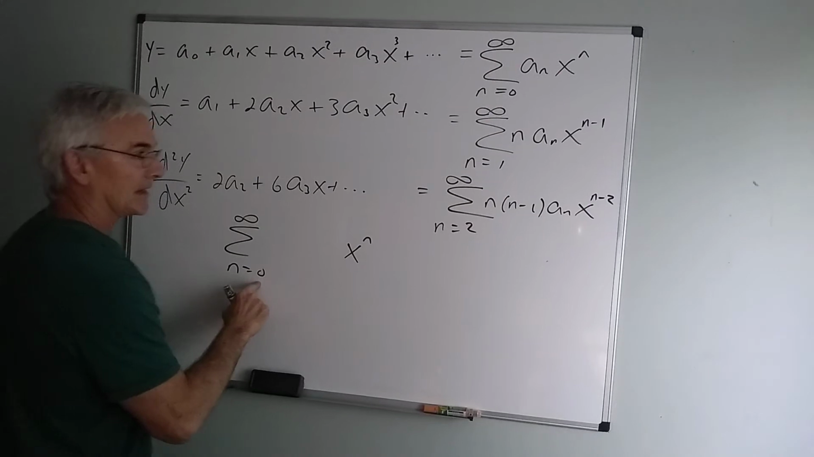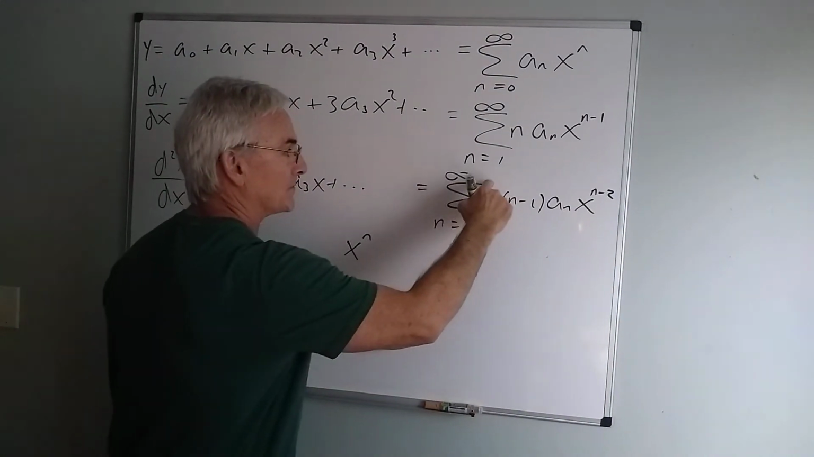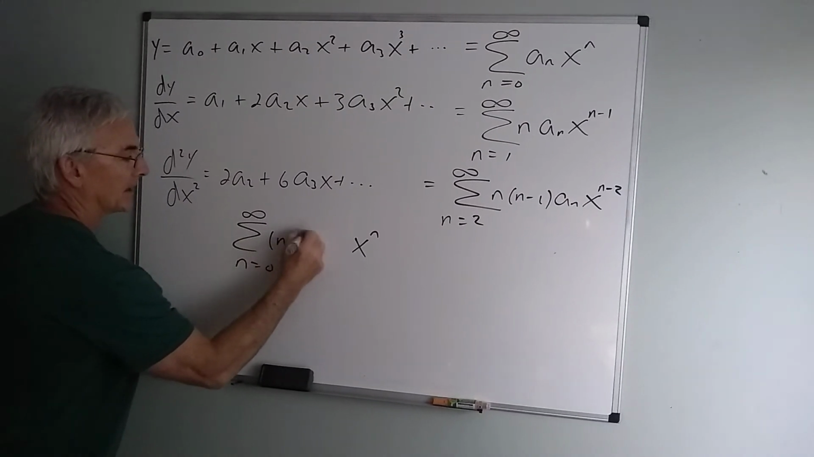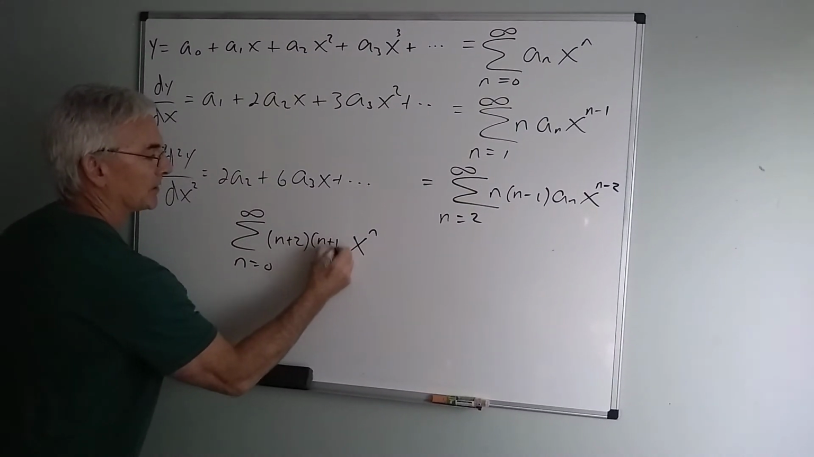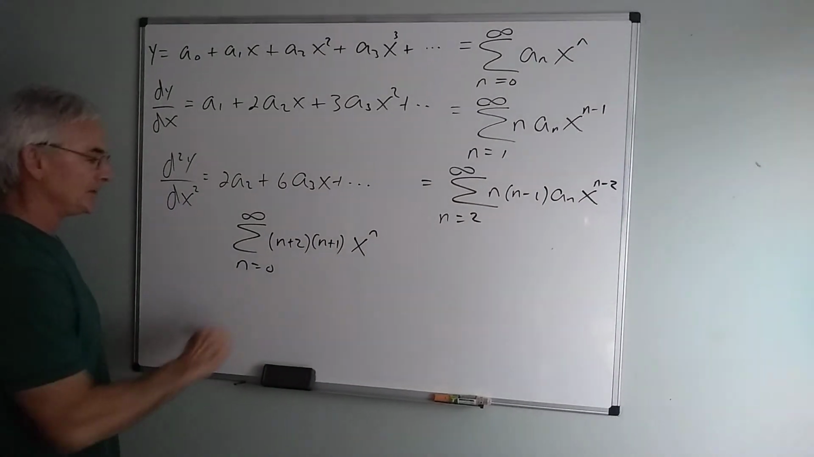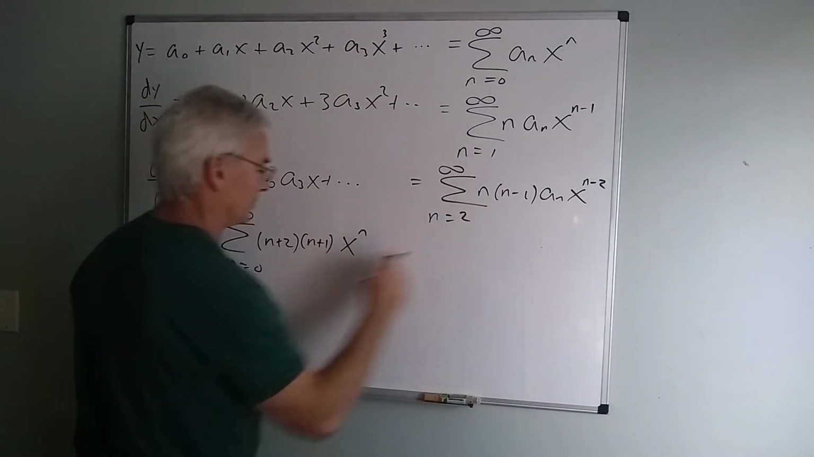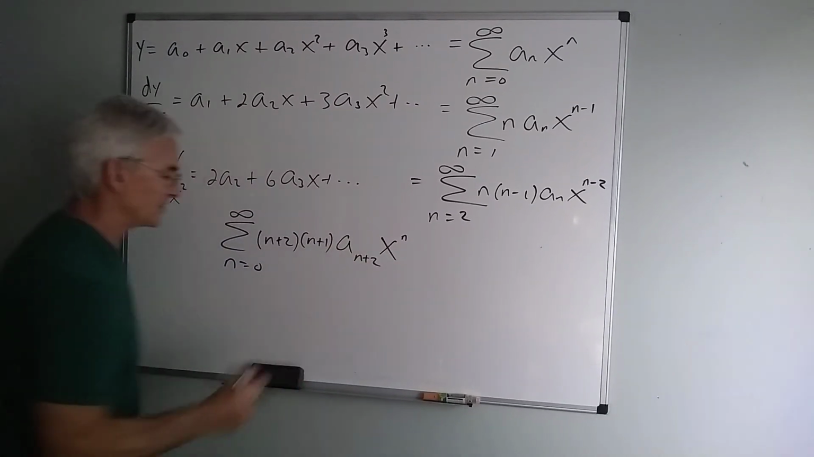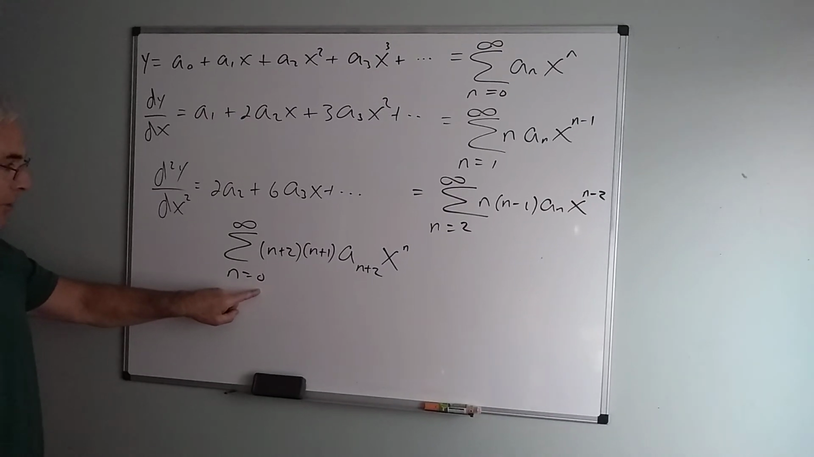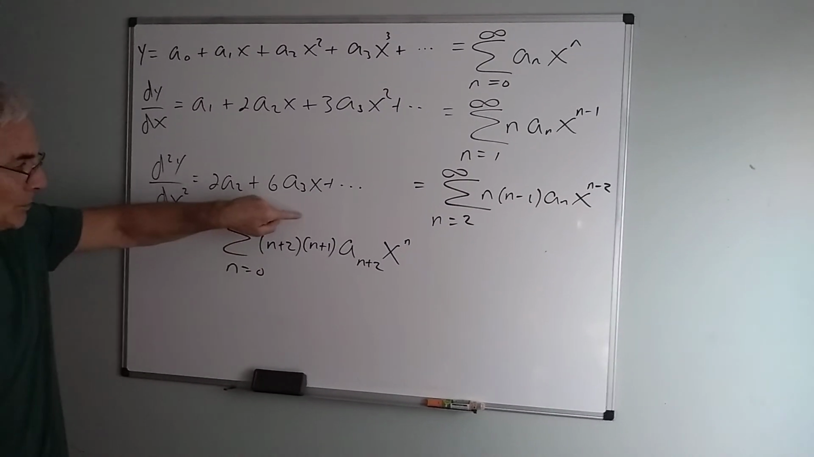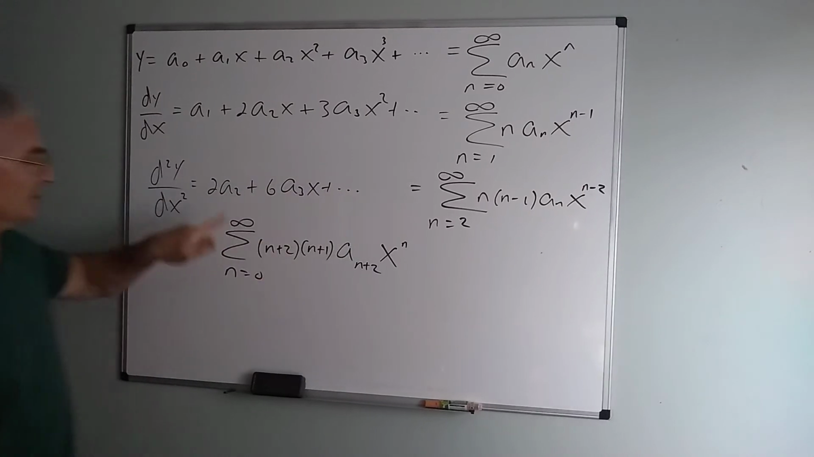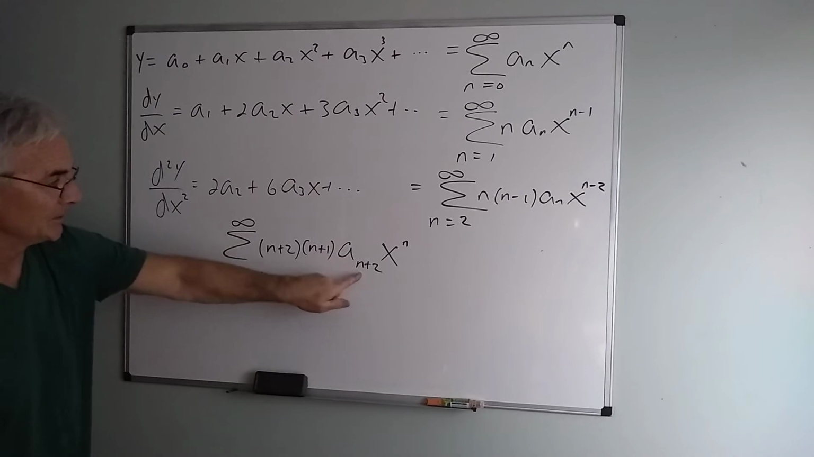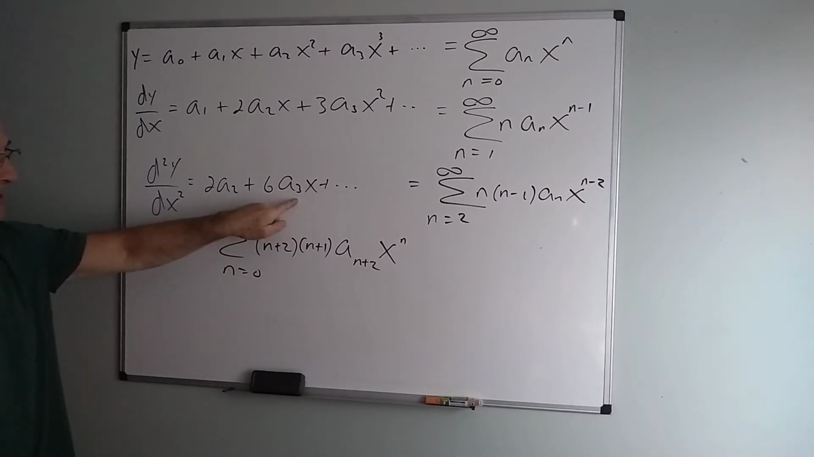Well, let's see. Right now when n is 2, I have 2 times 1. I still need 2 times 1, but in order to do that, I'd need to make that n plus 2, n plus 1. And then the a term, starting at 2, would have to be a n plus 2. So if we said, let's just look at the first few terms here. When n is 0, I have 2 times 1 times a2 x to the 0. When n is 1, 3 times 2, a3 x to the first, and so on.